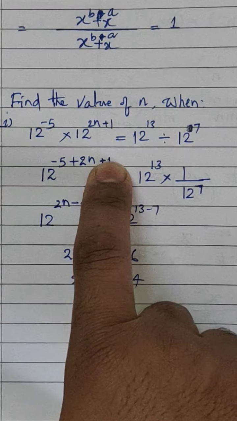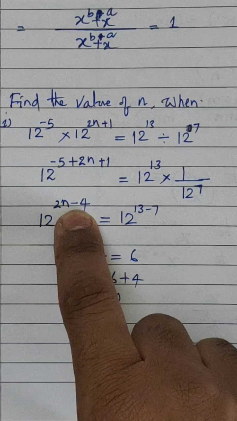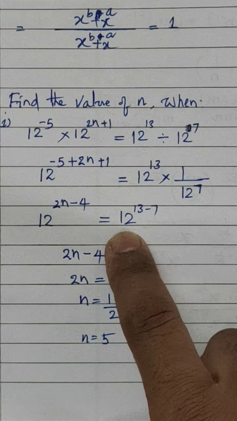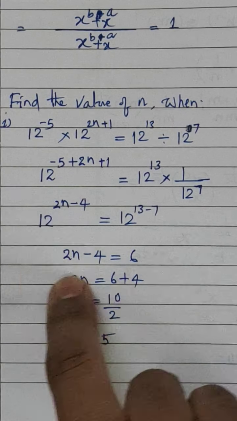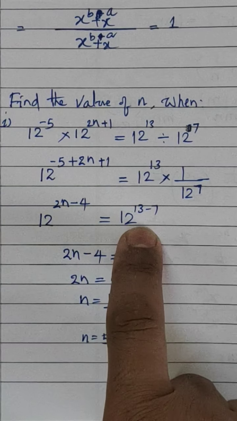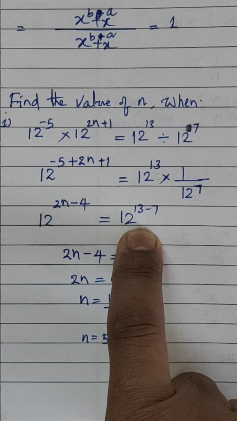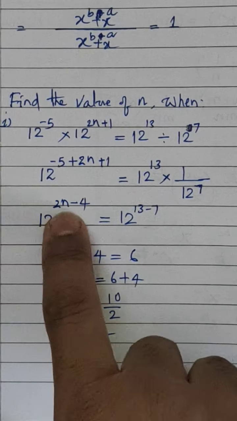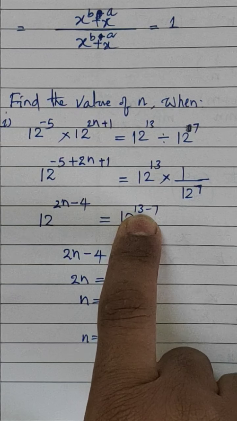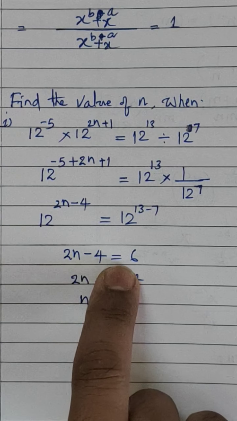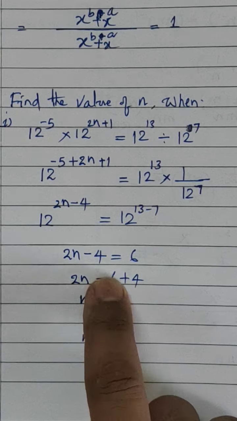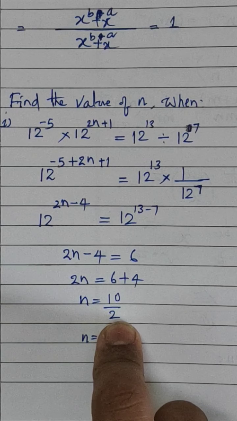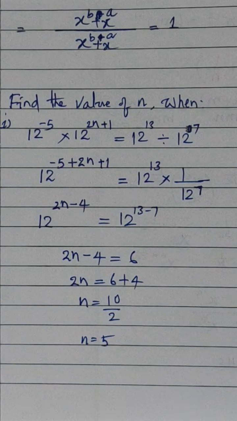So here after adding we get 2n minus 4 is equal to, let us take this to the numerator, 12 to the power of 13 minus 7. Then because both the bases on the right hand side and left hand side are same, we can equate the powers. 2n minus 4 is equal to 13 minus 7, that is 2n minus 4 is equal to 6. 2n is equal to, when this comes this side, 6 plus 4, then n is equal to 10 by 2, then n is equal to 5.